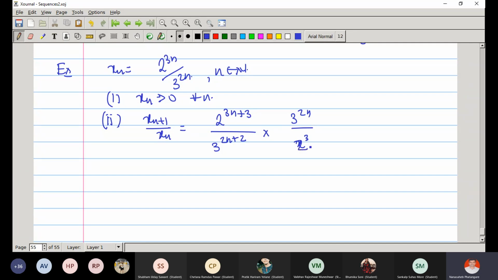2 raised to 3n. You check whether whatever I am writing is correct or not. So it is 2 raised to 3n into 2 raised to 3, divided by 3 raised to 2n into 3 raised to 2, times 3 raised to 2n divided by 2 raised to 3n. So 2 raised to 3n cancels, and 3 raised to 2n cancels. So what remains? 2 raised to 3 upon 3 raised to 2, which is 8 by 9.